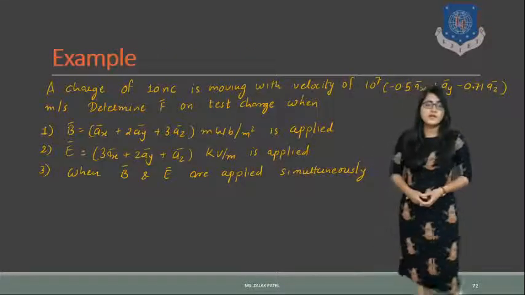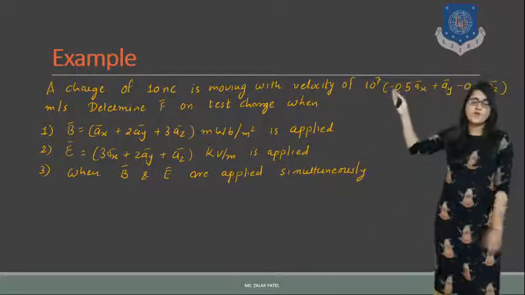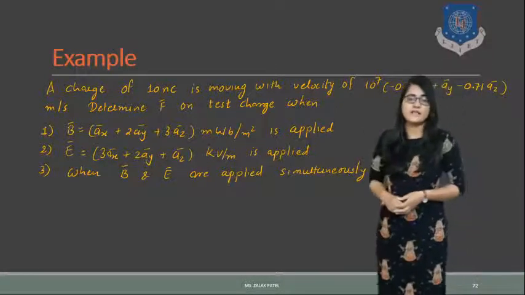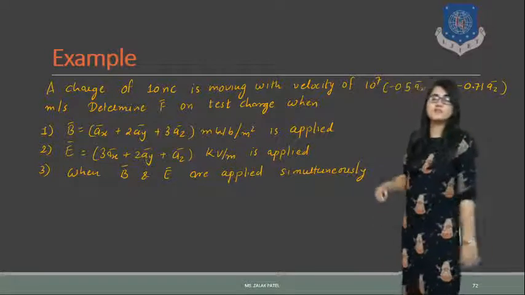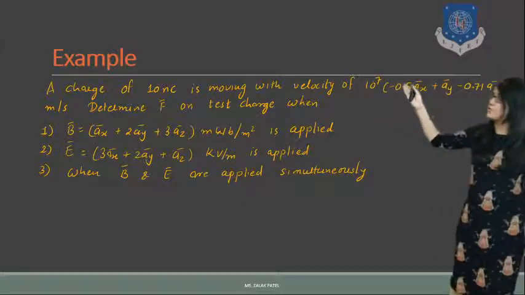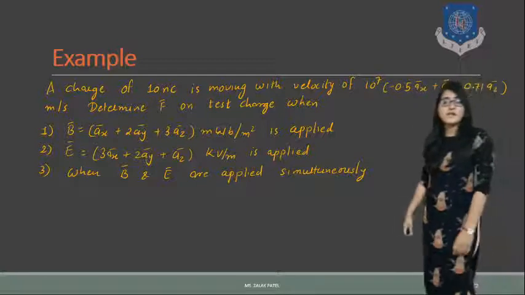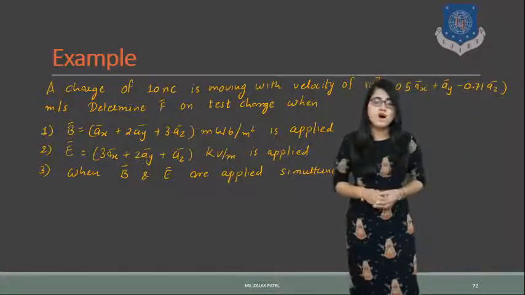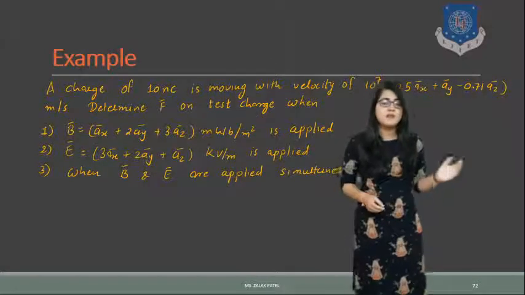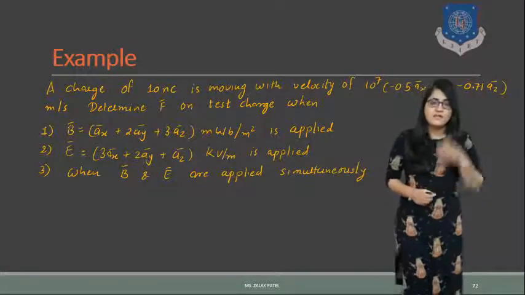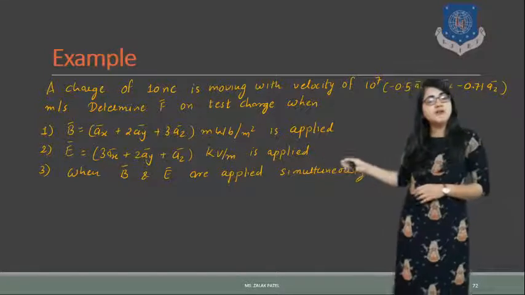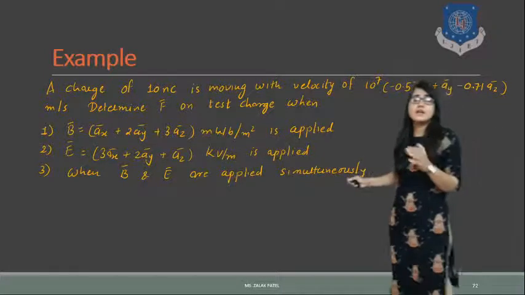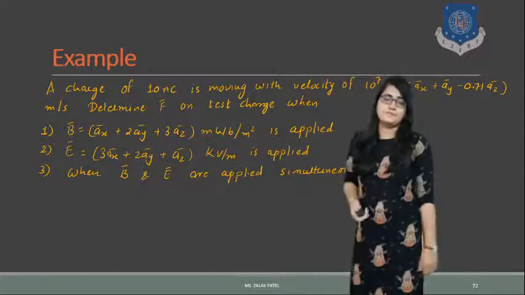Let's see one example related to it. Consider the problem statement: a charge of 10 nanocoulomb is moving along a path with a velocity of 10 raised to 7 into (minus 0.5 ax plus ay minus 0.71 az) meters per second. Determine the force F bar on the charge when B bar is applied, when E bar is applied, and also when B bar and E bar are applied simultaneously.